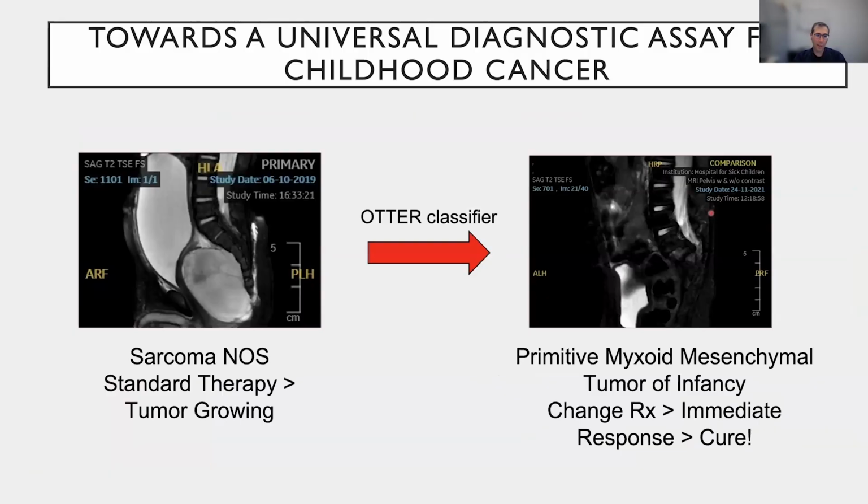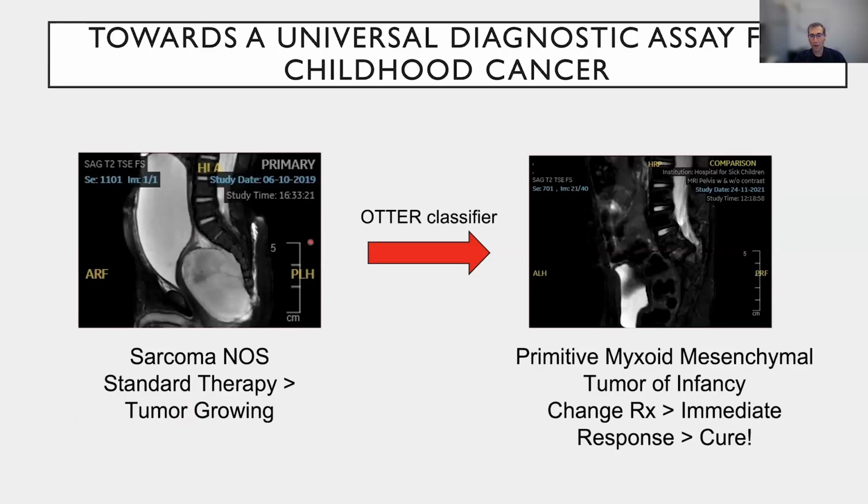And this is already beginning to have an impact, though. Here is a patient of David's, in fact, who had a sarcoma NOS, which means we don't really know what the tumor is. And for that reason, they were given standard of care chemotherapy, and the tumor continued to grow. And this young boy of 10 years old really had this very large mass. I'm not a radiologist, but even I can see that there's something very big here.